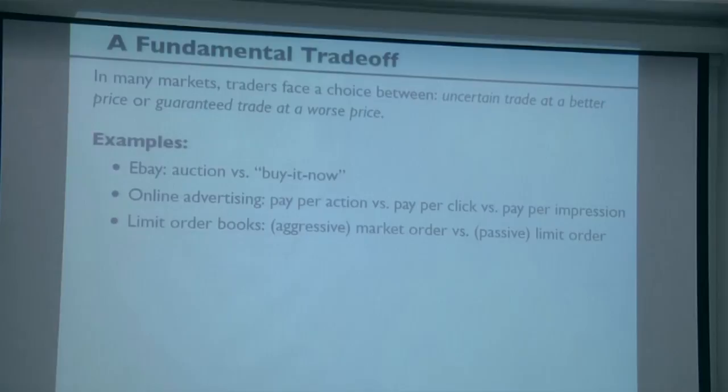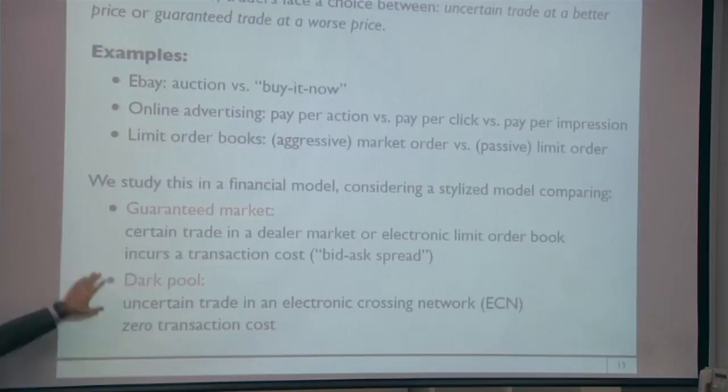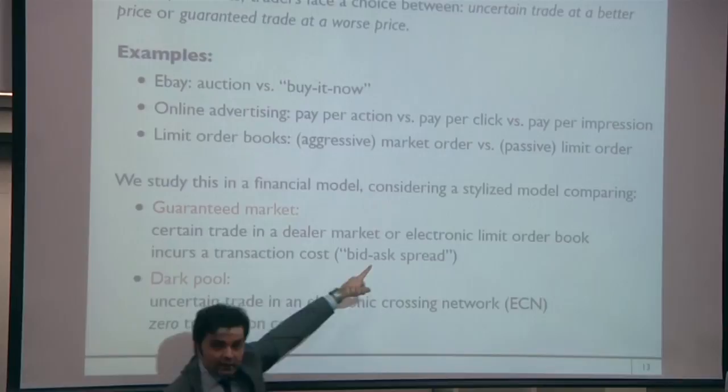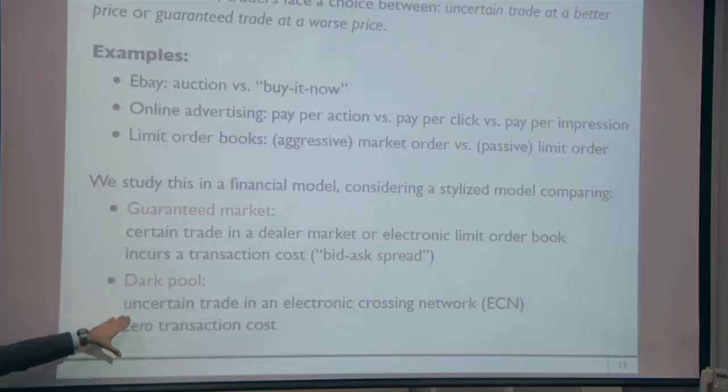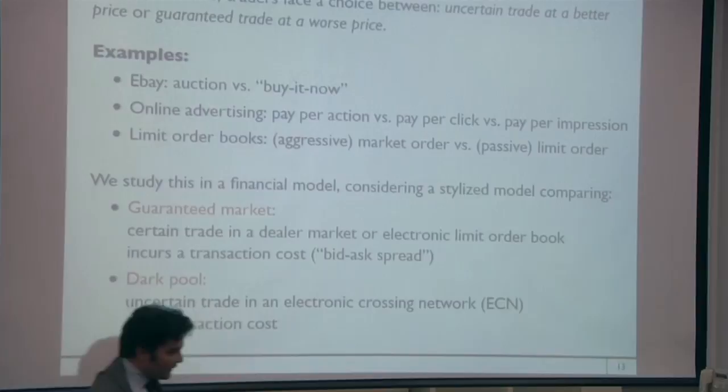financial examples here. What I'm going to talk about is a simple stylized model in a financial context, where investors have two options. One is what I'll call a guaranteed market, where you can trade with certainty, but you pay a transaction cost. You pay the bid offer spread. Here I'm thinking of something like a dealer market or electronic limit order book. The second option is a dark pool. Here you put your order into one of these electronic crossing networks. If trade occurs, it occurs at mid-market. There's zero transaction cost, but you're not sure it's going to happen. So we're trying to evaluate these two alternatives.